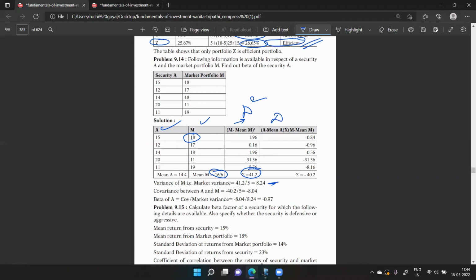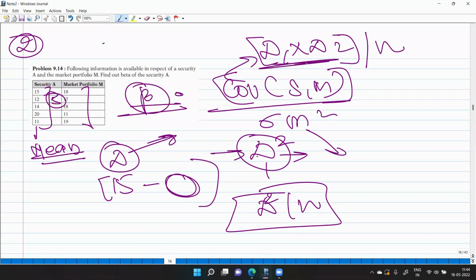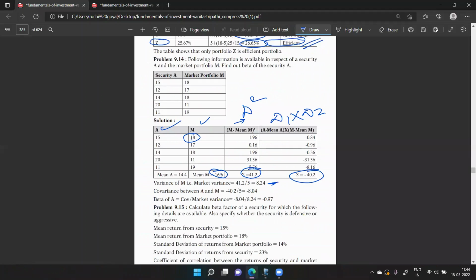Similarly, they have done d1 into d2 to find out this. This is what I told, d1 into d2, ठीक है, divided by n. Where they have done divided by n is here. Then you can just simply put in the values, covariance divided by market variance, that is minus 8.04 divided by 8.24.